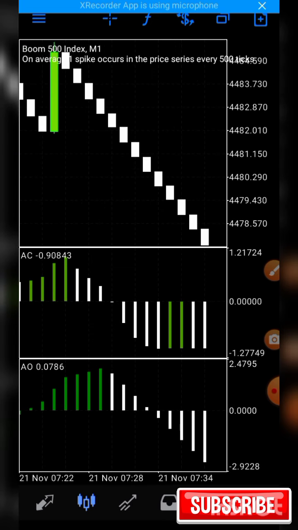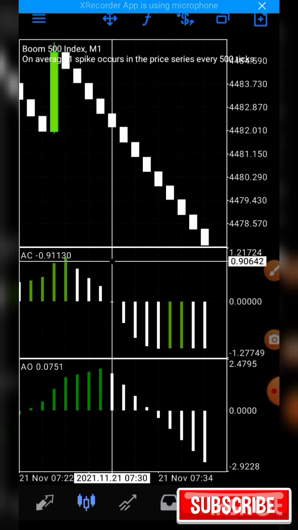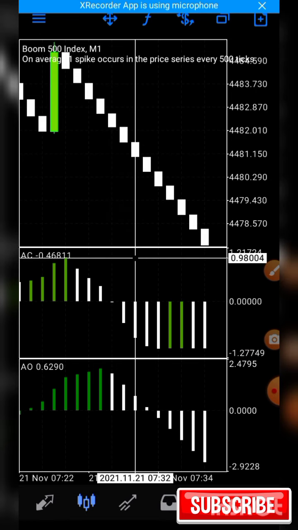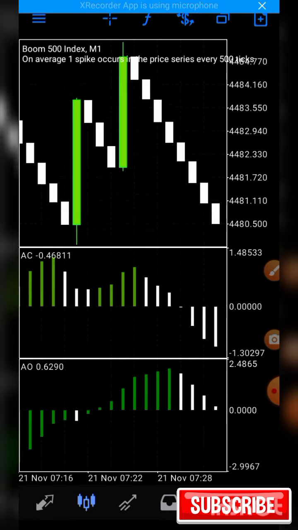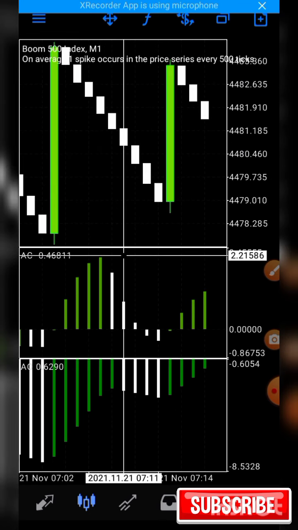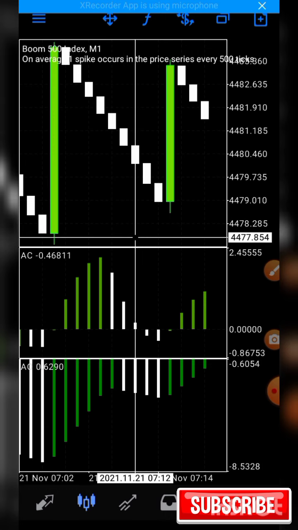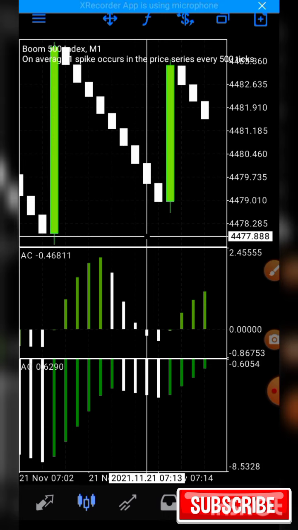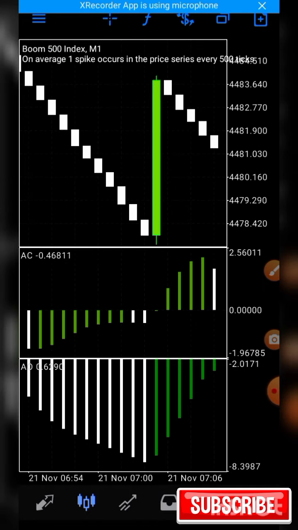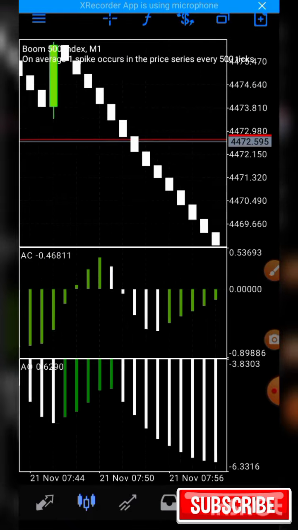This is another trade. This is where the AC and the AO all becoming white. 1, 2, 3, and you are out of the market. Then let me go backward. This is another trade again. You see here the AC and the AO all becoming white. So 1, 2, 3, and you are out of the market. 3 candlesticks and you are out of the market. Okay, now you can see trades again and again with this strategy.